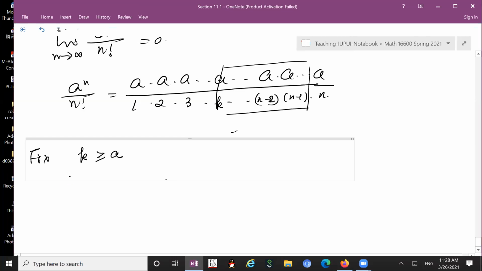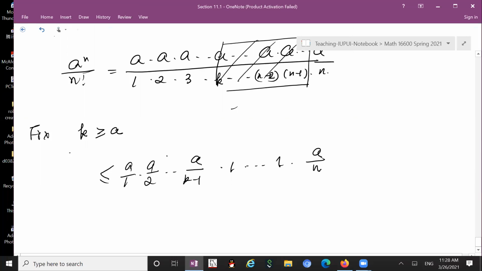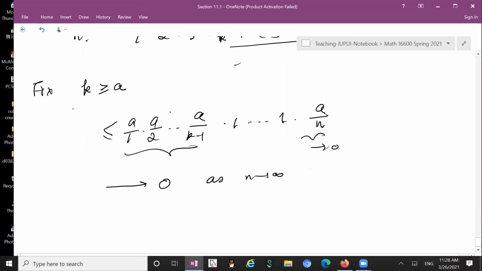Okay. Then what happens? All of them here are going to be less than 1. So this is less than or equal to a over 1, a over 2, and I have to keep this up to k minus 1, okay? And each of these is less than 1 because the denominator is larger than the numerator. The numerator is always a. And then I keep the last one, okay? Because I want to use that to make sure this approaches 0. So this is a constant, right? It's independent of n. This approaches 0, right? That's enough. That is why this approaches 0 as n approaches infinity. That's not easy to prove, but that's a trick, okay?